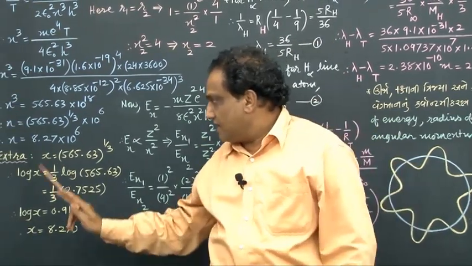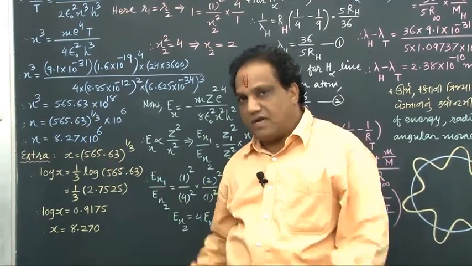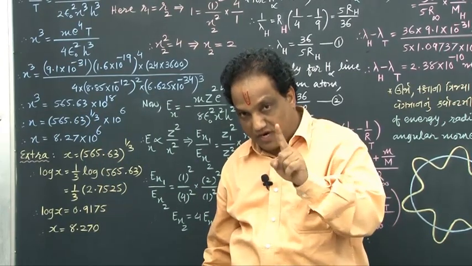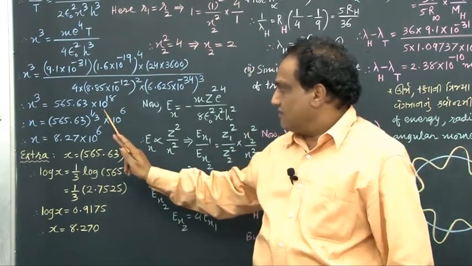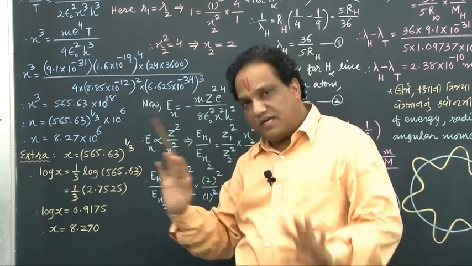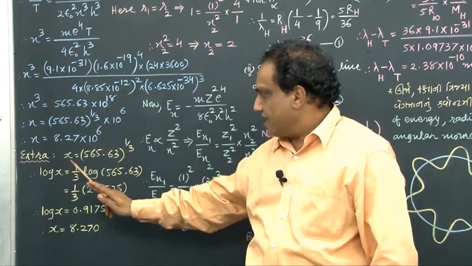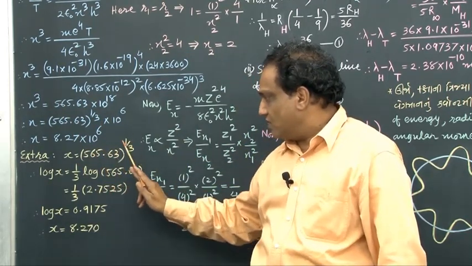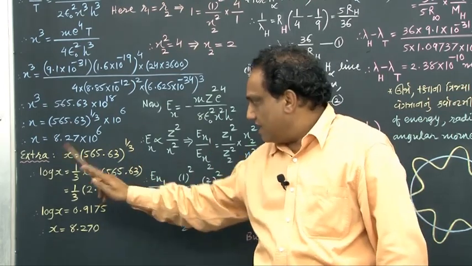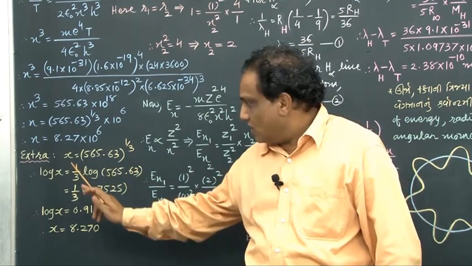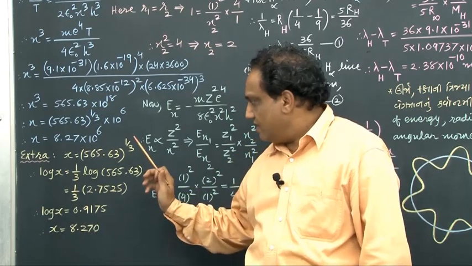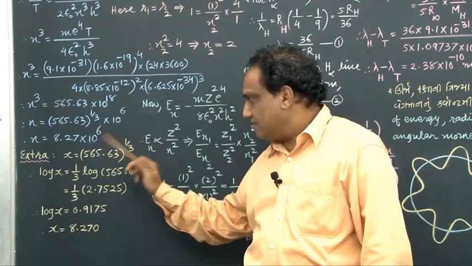Now, how to get cube root of this? I am showing you using log table. This value you want to find out. Correct? Take it as x. So x equals 565.63 whole raised to 1 by 3. Take now log on both the sides. Log of x, it will be, log of a raised to x, it becomes x log a.